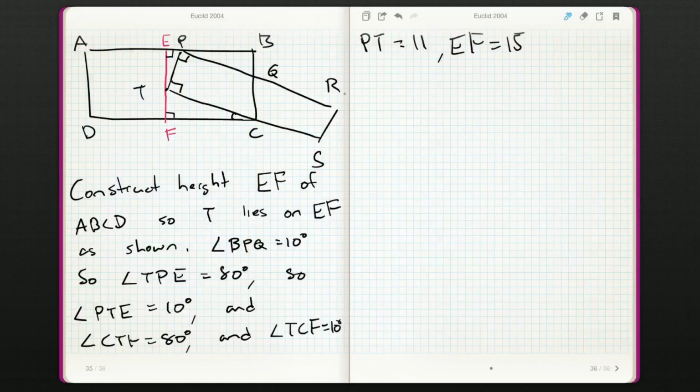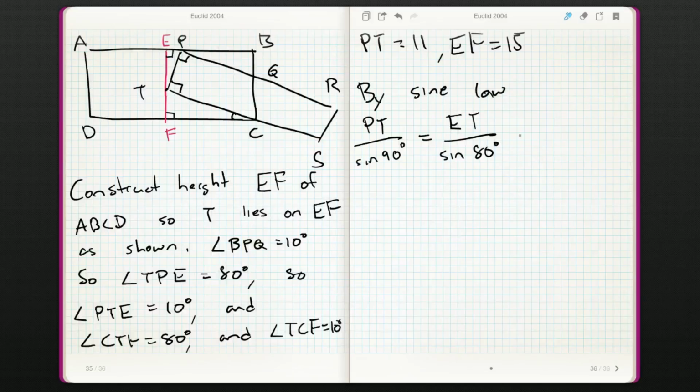There we go. Okay. So, by sine law, PT over sine 90 degrees is the same as ET over sine, what's it opposite? It's opposite 80 degrees. Okay. So ET is sine 80 degrees. Sine of 90 is just 1. So it's going to be 11 times sine of 80 degrees.